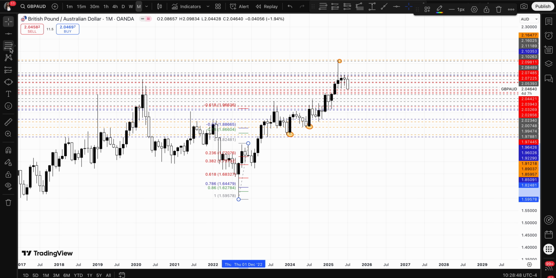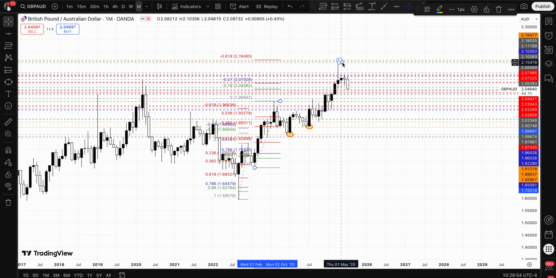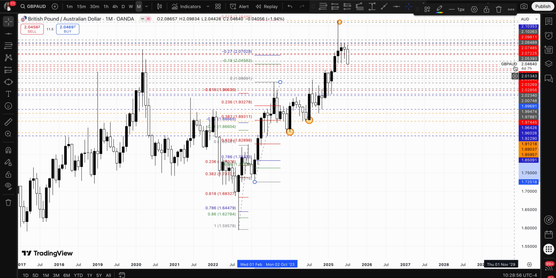So now I start my next Fib. So we have a low here. We have a high here. D extension has not been hit. Y'all see it? Let me zoom in.